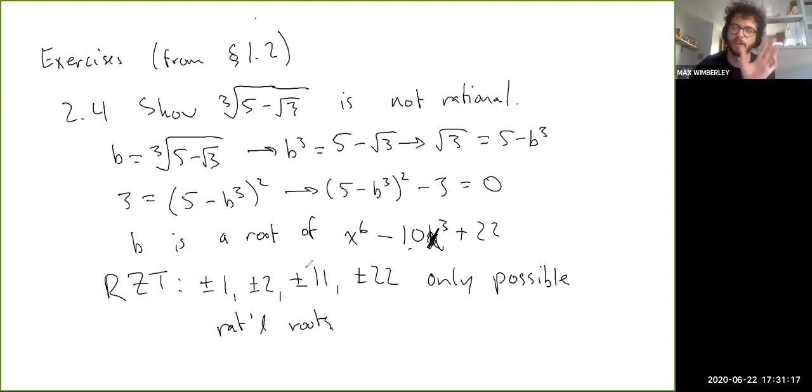Okay, I'm just trying to verify in my head without plugging this stuff in that none of these actually are roots. So yeah, don't worry, you don't have to know about that. So none of them are. So that's it basically. That means that this number is not rational because it is a root and there are no rational roots.